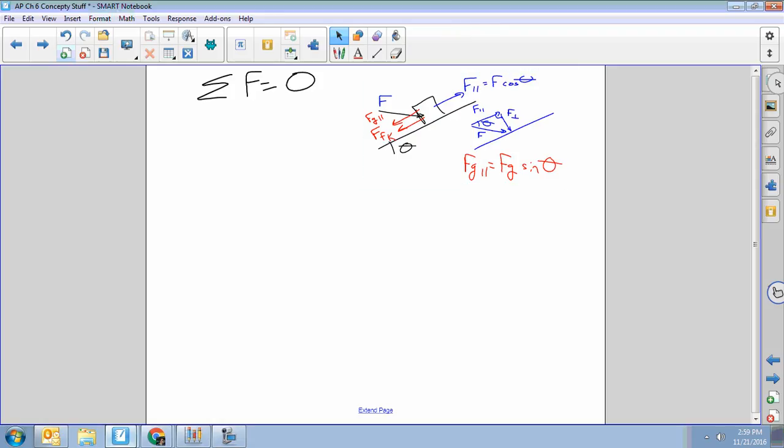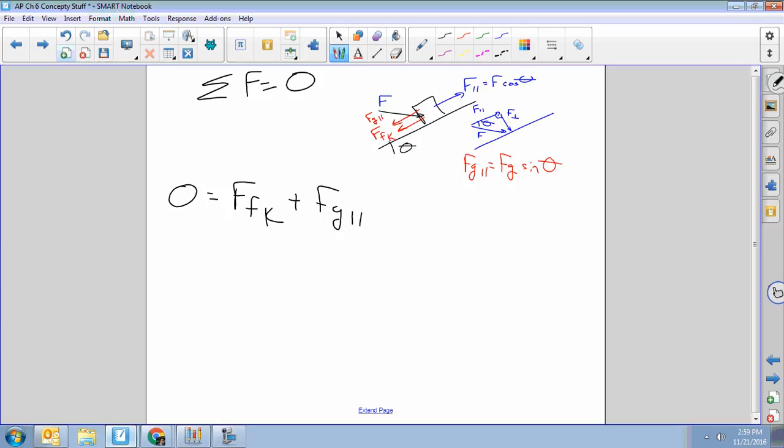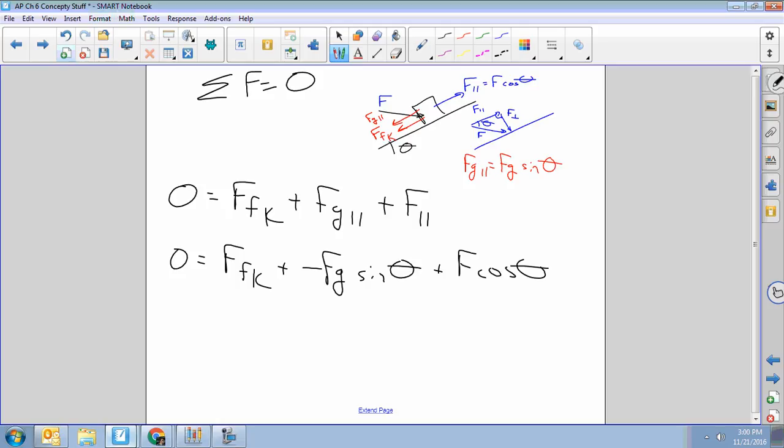All right, so here's our statement. I need my net force to be 0. So that's going to be equal to my force of kinetic friction plus my FG parallel plus my F parallel, right? So let's see. We're going to get 0 equals, oh, I haven't dealt with this force of kinetic friction. We're going to have to come back to that in a minute. Force of kinetic friction plus, let's see, FG parallel is going to be negative FG sine theta. And our F parallel is F cosine theta. Follow?